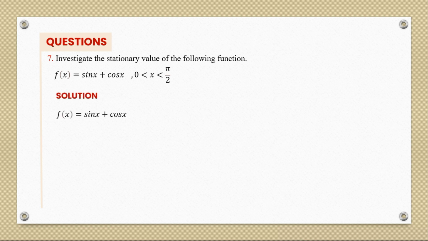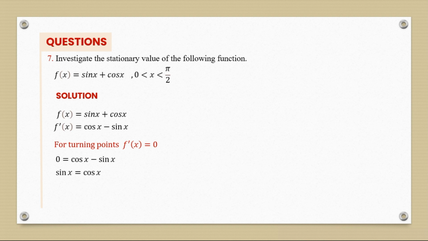So let's solve this. When I differentiate this, I'll get cos x minus sin x. Now we know that for turning points, the derivative of f(x) shall be equal to 0. So equate this to 0 and I have sin x equal to cos x. This can be made sin x over cos x equal to 1, of which I have tan x equal to 1. Then x shall be equal to tan inverse of 1, which shall give me 45 degrees. And we know that 45 degrees is the same as pi over 4.